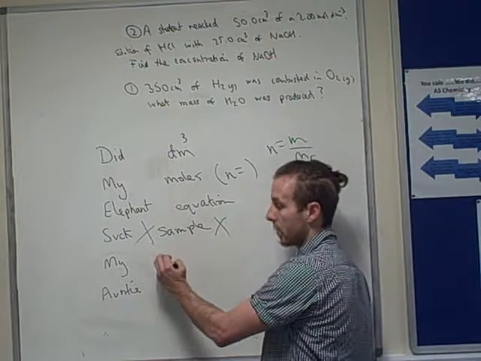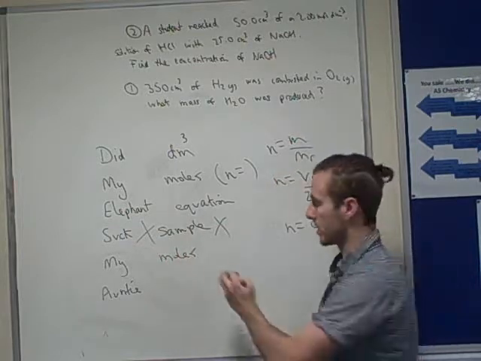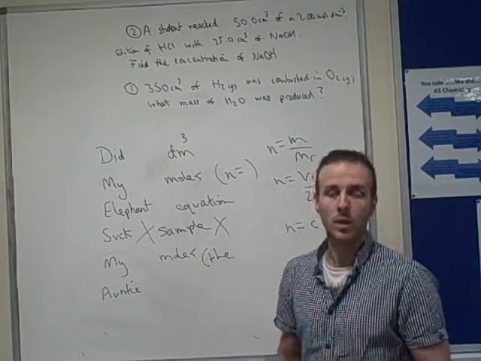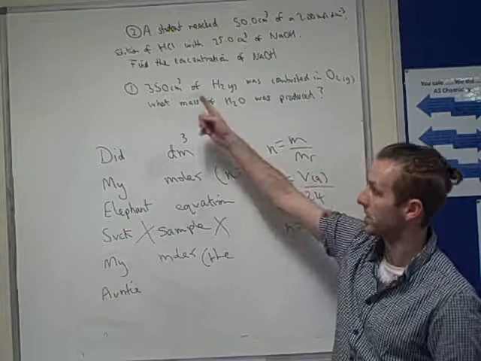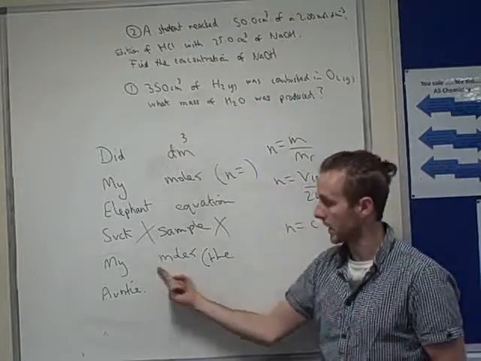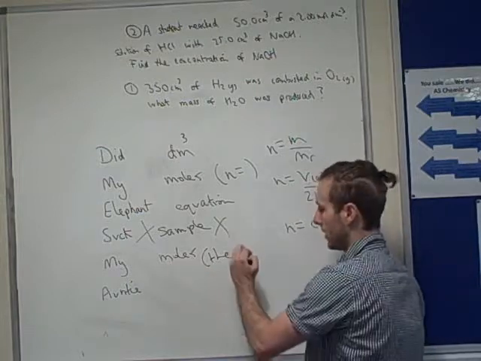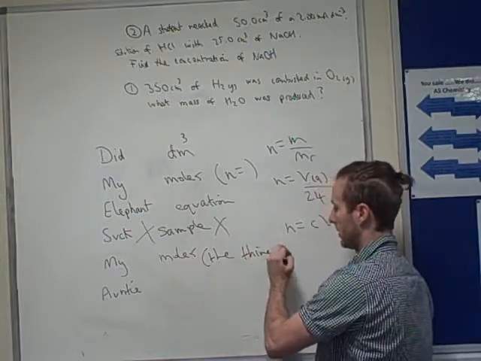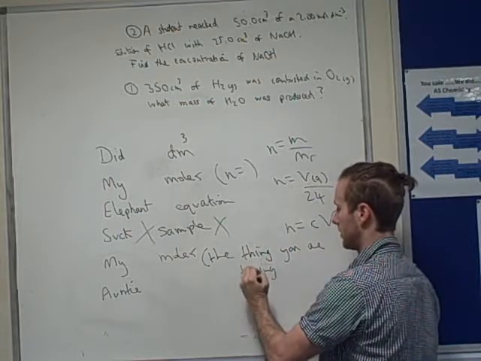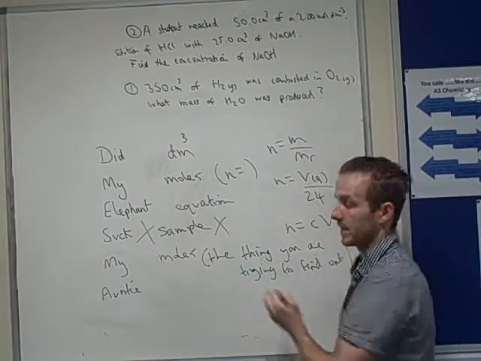We then do our second moles equation. Now the second moles equation always starts with the thing you're trying to find out. So for example, in this question here, it says what mass of H2O. So this last moles equation here, the second one, would start mass equals. So the thing you are trying to find out. That's what that starts with.